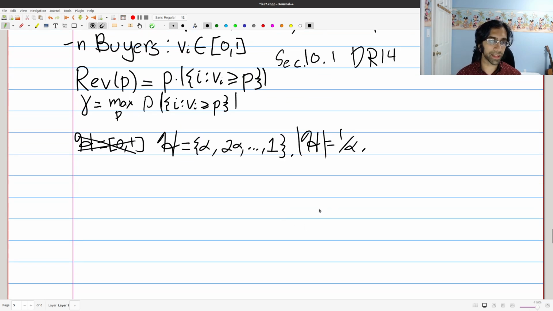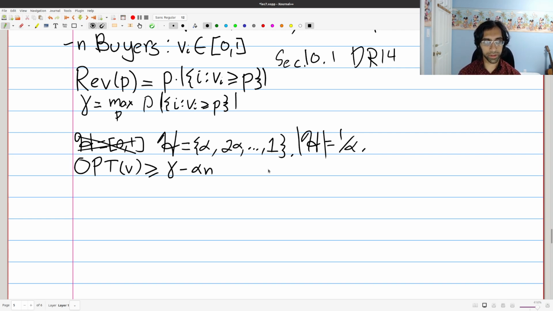So how much is lost? Before, we knew that gamma was the max revenue we could possibly achieve as the seller. So let's now see what the max revenue we can get is under this discretization. And I claim that OPT on a set of values is going to be greater than or equal to gamma minus alpha times n. And let's think about why this is.